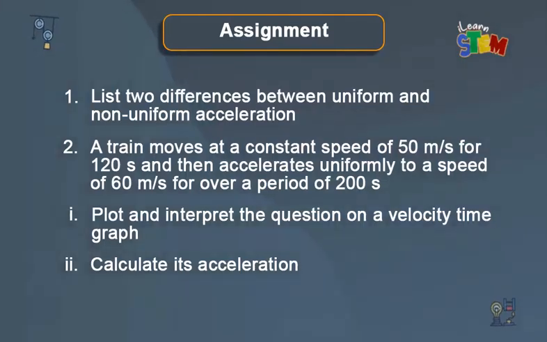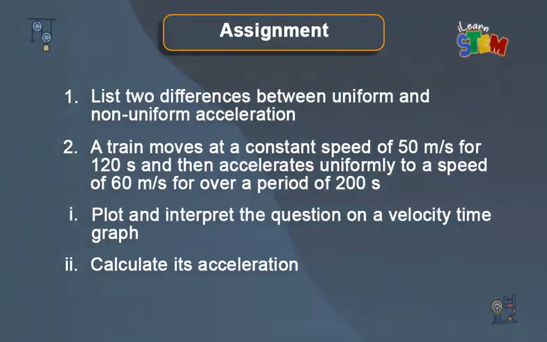Number 2. A train moves at a constant speed of 50 meters per second for 120 seconds, and then accelerates uniformly to a speed of 60 meters per second for over a period of 200 seconds. Plot and interpret the question on a velocity time graph. Calculate its acceleration. Break it down and solve. It's less overwhelming than you think.